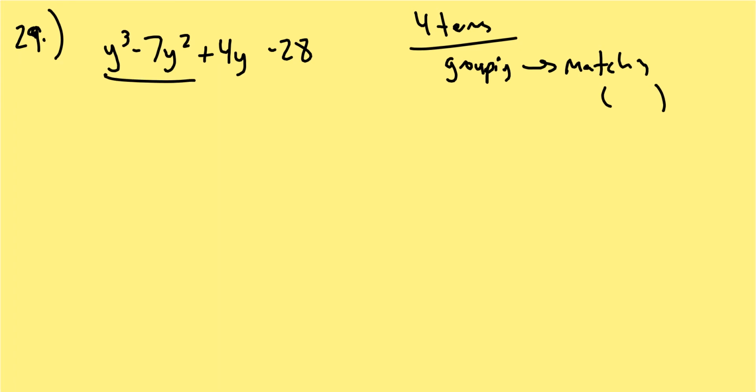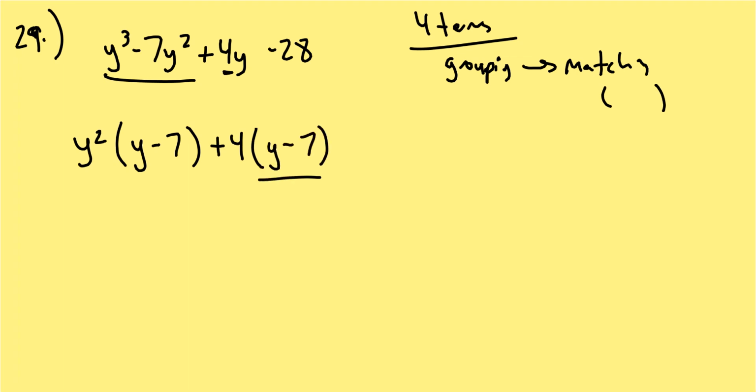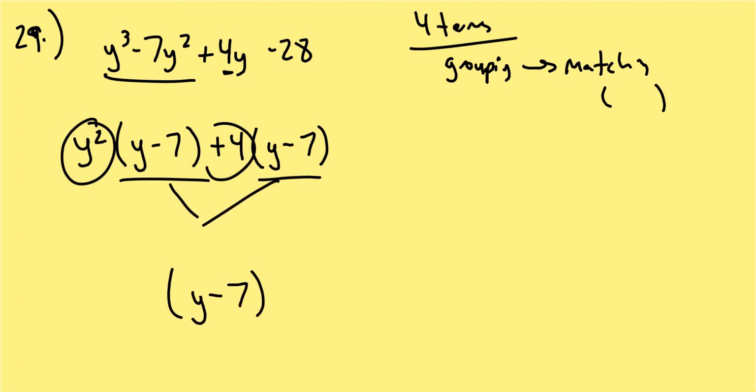So I look at the first two. They both have a y squared in common. I take it out. I'm left with y minus 7. I take out the 4. It leaves me with y minus 7. The parentheses match. I take those parentheses. I write it once. Then I write whatever's left over again.